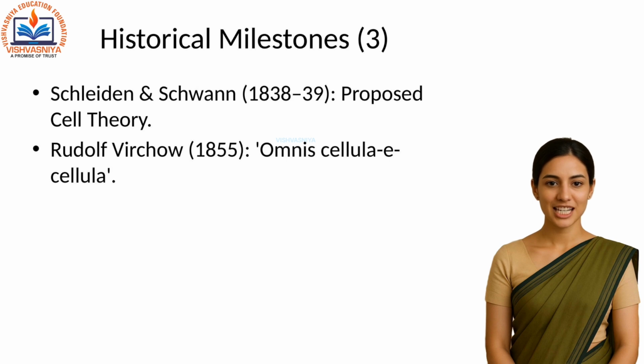And then came Schleiden and Schwann. Schleiden said plants are made of cells, Schwann said animals are too. Together they proposed the classical cell theory. Finally, Rudolf Virchow added, omnis cellula e cellula, every cell comes from another cell.